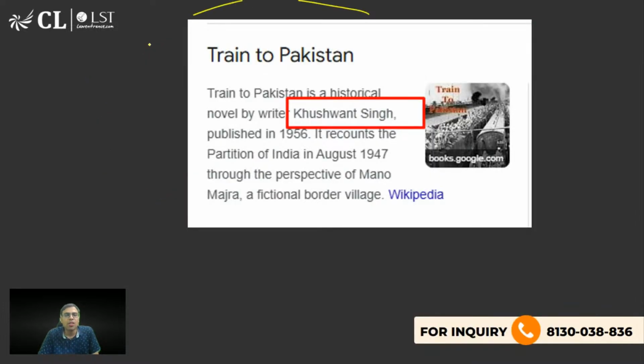Now there is one more book, very famous actually, Train to Pakistan. This was written by Khushwant Singh. I'm sure you must have heard his name. So this tells about the bloody partition and all. So many people actually died in that. So just remember it because I have seen this question also being asked in different exams.